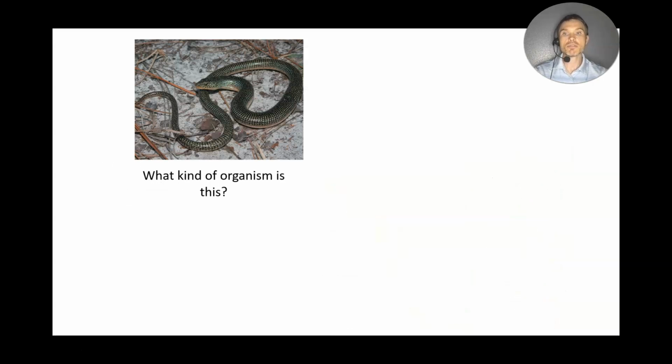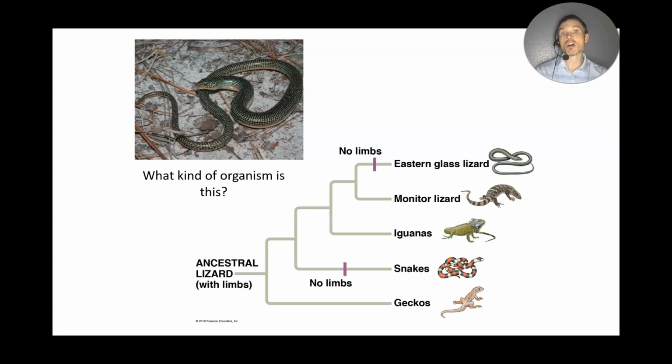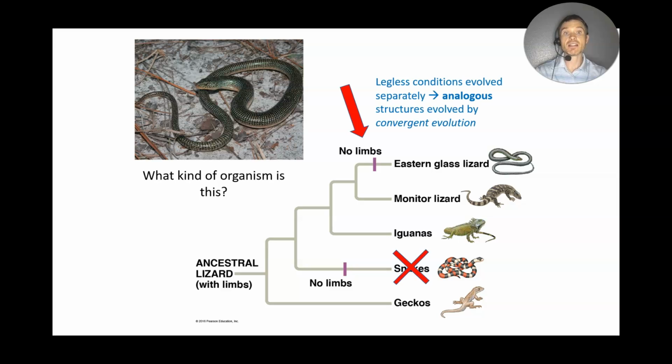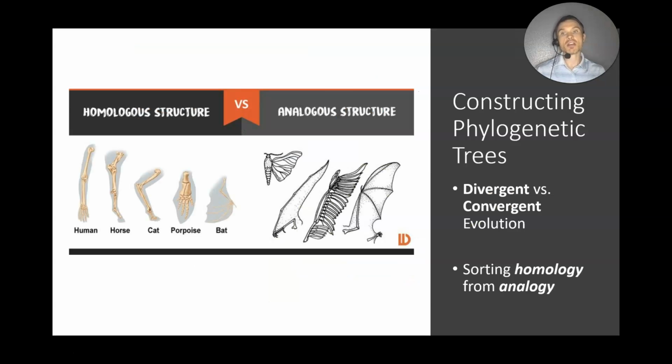Another question for you is, what kind of organism is this? It looks like a snake, but surprise, surprise, when scientists look at this species, it is actually not a snake. In fact, it is what we call an eastern glass lizard. And what is interesting is this shows us that legless conditions evolve separately. We call these analogous structures. If you remember that term, I talked earlier about that. So these structures evolved by convergent evolution. And that's something you have to be very careful about.